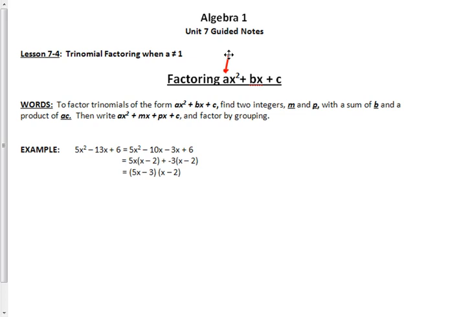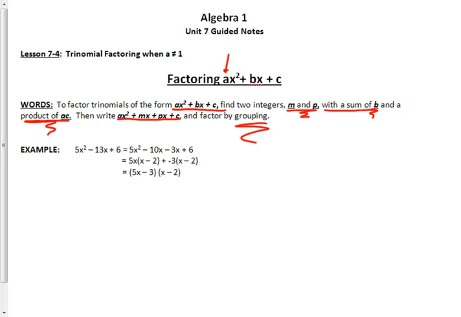When you have a trinomial in the form ax squared plus bx plus c, you need to find two integers like you did yesterday, m and p. Same thing here, you'll have to have a sum of b. The only difference today is that you're going to have a product of c. Once you get that product of c, it allows you to write it in this form, ax squared plus mx plus px plus c, where m and p are our integers, and then we go ahead and factor by grouping.